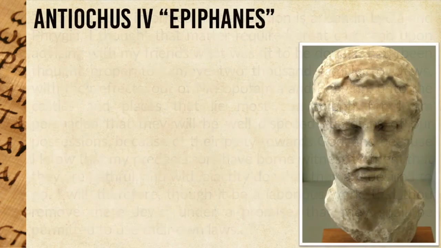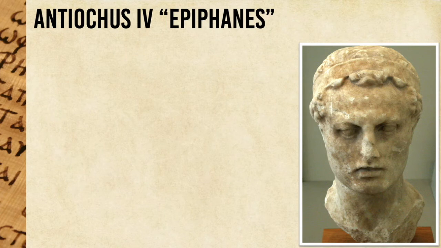So let's talk about him. I did indicate last class that one thing that's really interesting about this period is that we begin to get realistic sculptures of a lot of these rulers. And so you are looking there at a sculpture of Antiochus IV. We actually know what these guys look like.